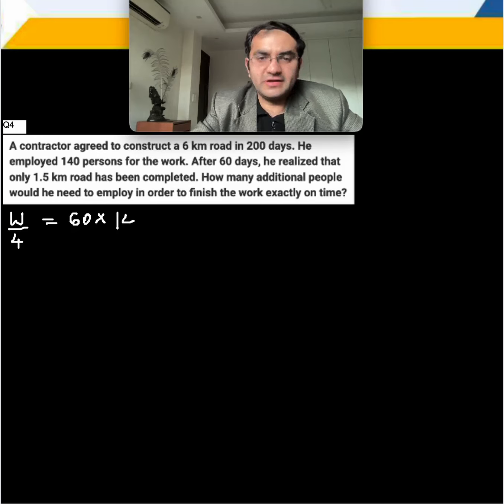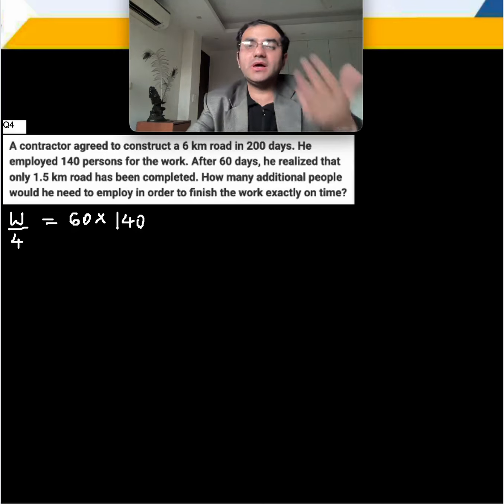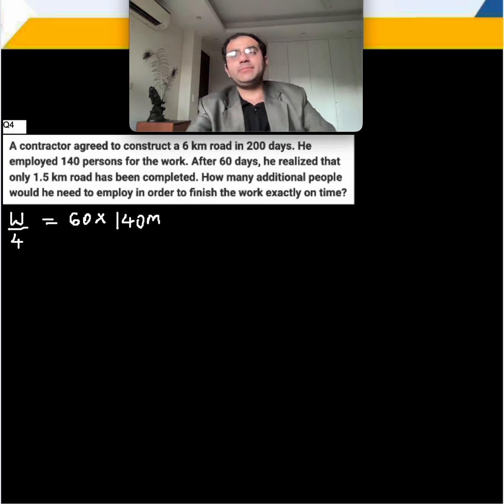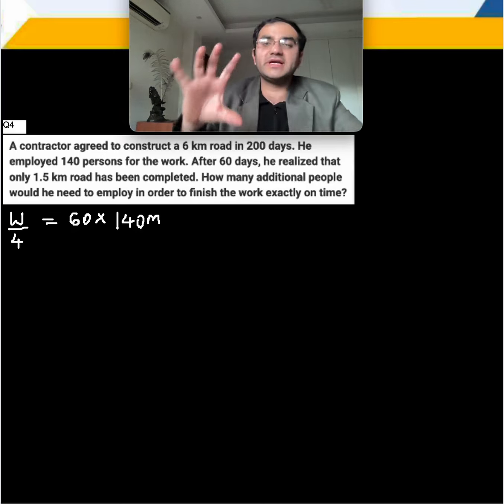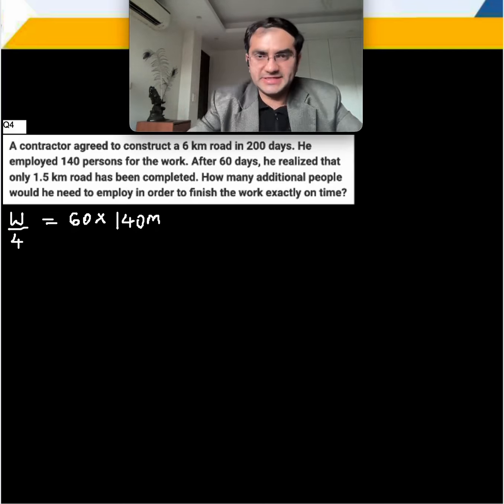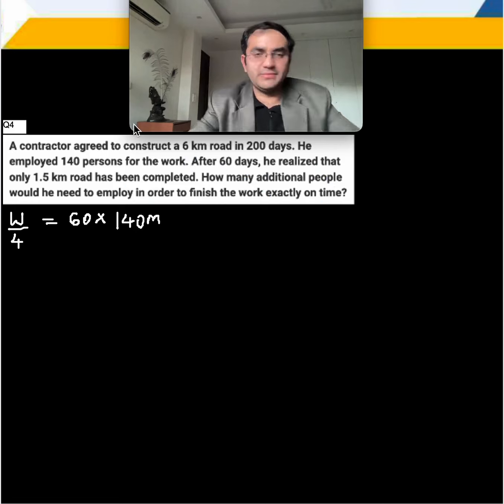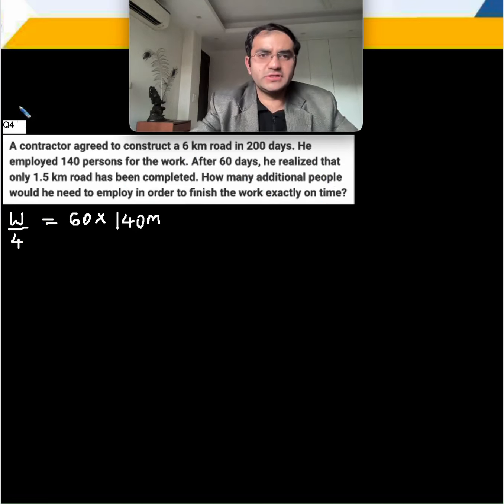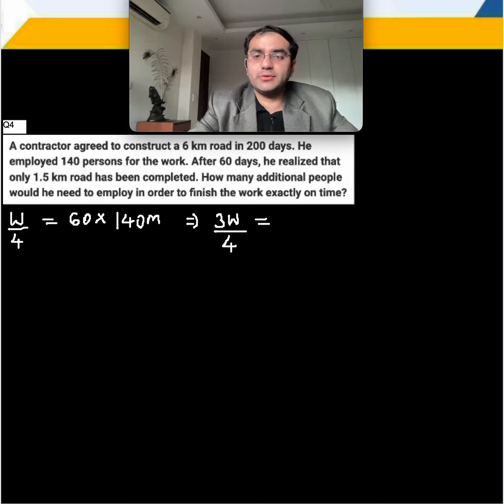60 into 140 people. How much work are they doing per day? Let us say m units. Per day m units. What work has been done? M units per day by 140 people in 60 days. ठीक है? Now how many additional people to finish the work on time? कितना काम करना है? 1/4 is done. W by 4 is done. 3W by 4 is left. 3W by 4. So just multiply this thing by 3. 3 से multiply हो गया.